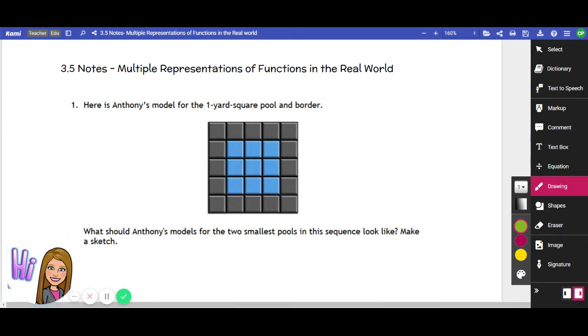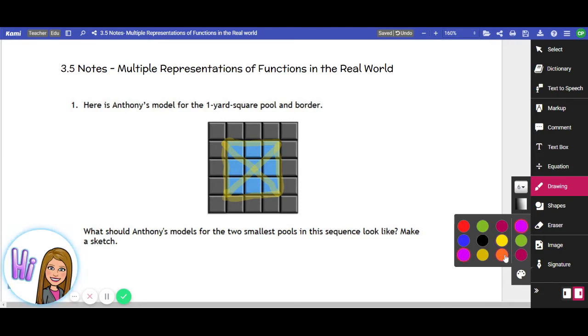you can see that inside of Anthony's model, he's got this 3x3 area right here, which is where the water is. This is not the part that we're really paying attention to. The part that we want to look at is the border, and they did tell us that there's a total of 16, but I do want you to see that there's a couple of ways to arrive at that number, because we are going to have to try to look for a pattern.